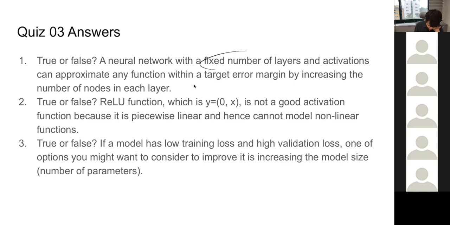Here there's a fixed number of layers, right? Suppose this neural network is a single layer. Can you approximate any function by just having a lot of nodes in that layer? The answer is no, because then you don't have any activation functions, so your function will be just linear. Even if there is an activation function, you cannot model complex functions, because the activation function only matters once you have two or more layers. What's really important is not just the number of nodes in each layer, but the depth. So it shouldn't be a fixed number; you should be able to increase the number of layers to approximate any function. So this is false.